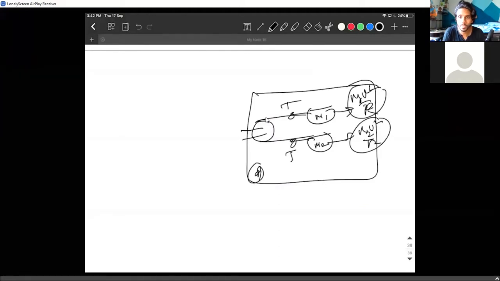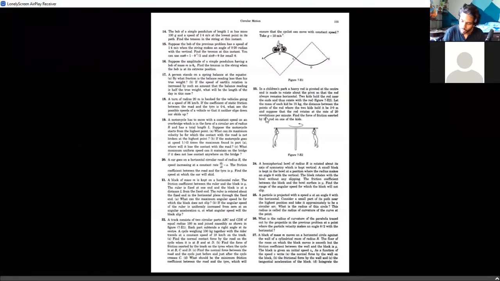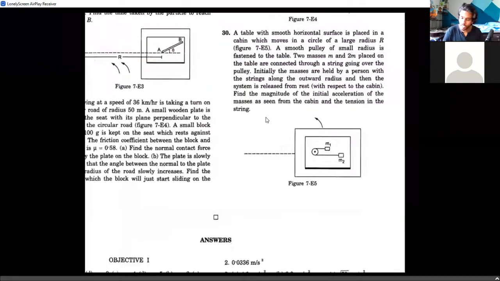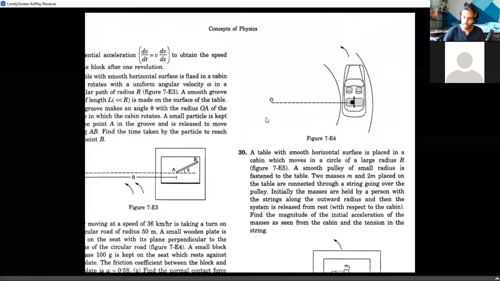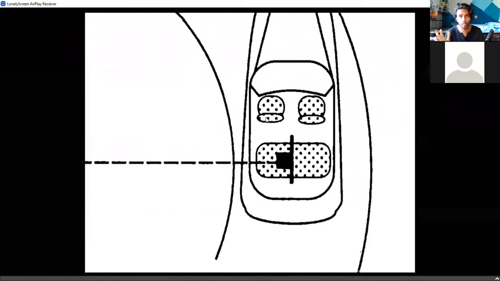You get it now? Yes, sir. So the problem gets much easier this way. There are problems in HC Verma. Let me show you that. Like in this specific problem, look at all these problems. Problem number 30, it's the same problem where the container is entirely going in a circular motion. In this thing, a car is going in a circular motion. There is a block and he talks about the block.